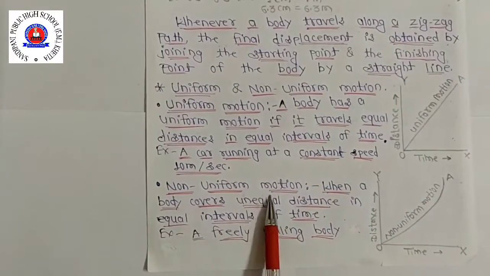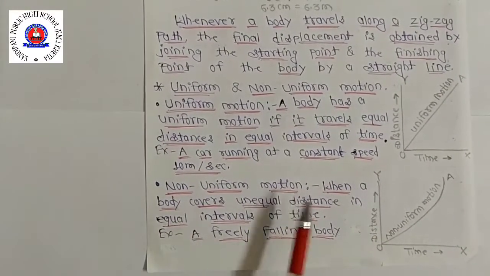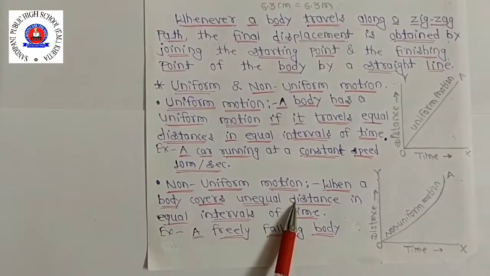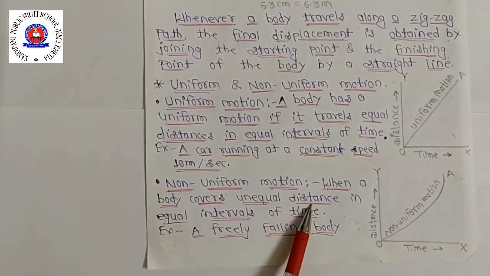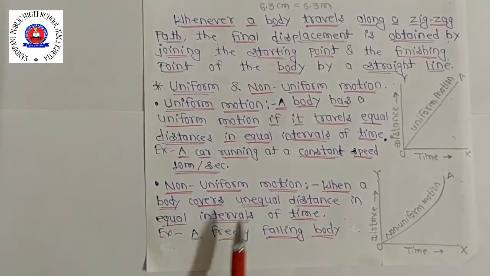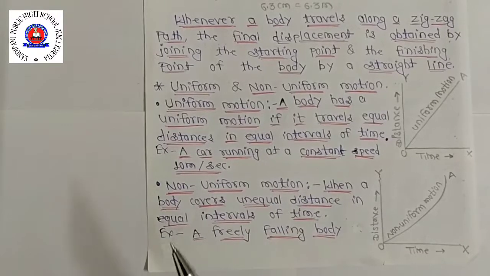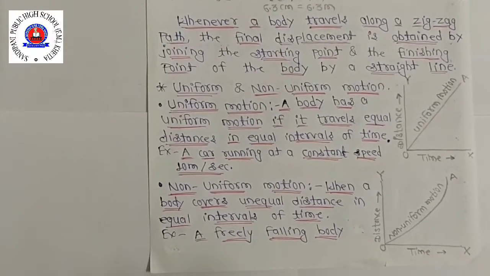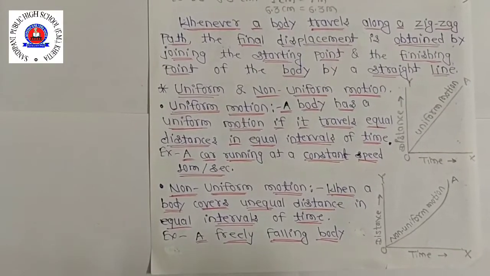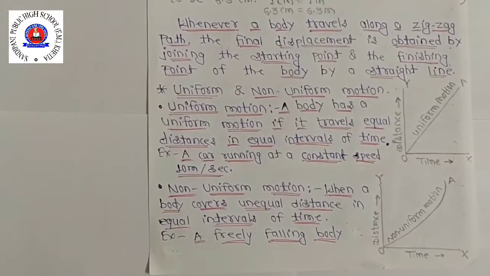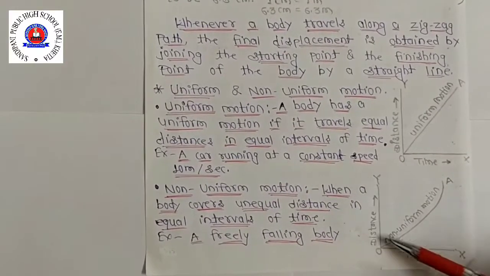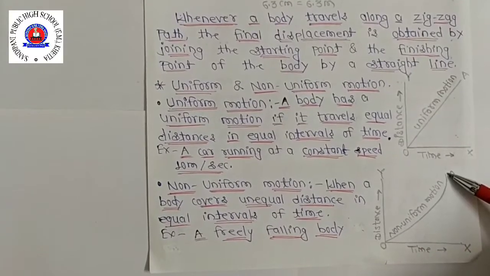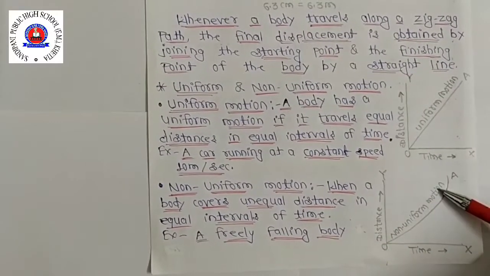When a body covers unequal distance, meaning here it will cover unequal distance with respect to time. So when a body covers unequal distance in equal intervals of time, that is called non-uniform motion. For example, a freely falling body, for example a ball dropped from the roof of a tall building, travels unequal distance in equal intervals of time, so it has a non-uniform motion. Look here, this is the distance time graph. If the distance time graph is a curved line, the motion will be non-uniform.